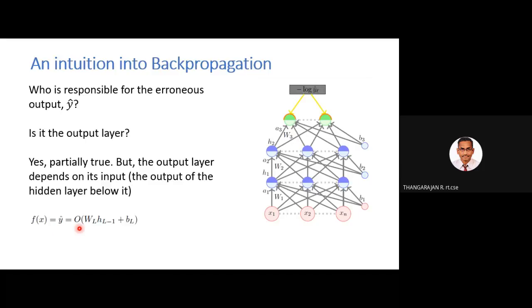So y cap is nothing but the output activation computed from H of L minus 1. Here in this case, L is 3, so 3 minus 1 is 2. H of 2 is this one. So W of 3 times H of 2 plus B of 3, the bias. These are the inputs to the output layer. If the output layer makes a mistake, then these values have to be changed: the weights and the bias weights have to be changed.